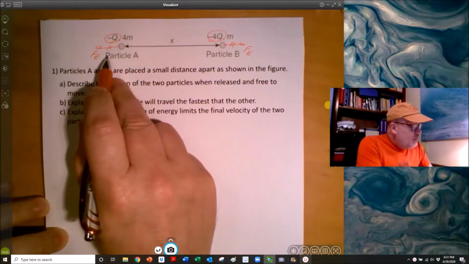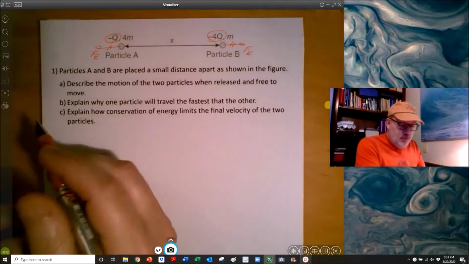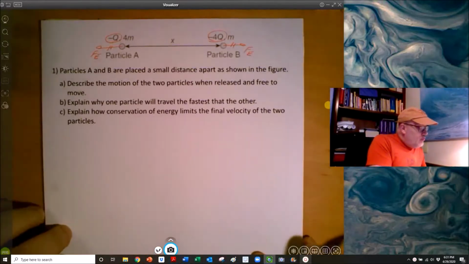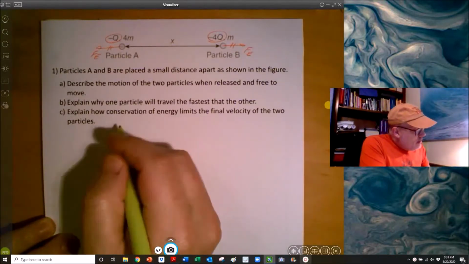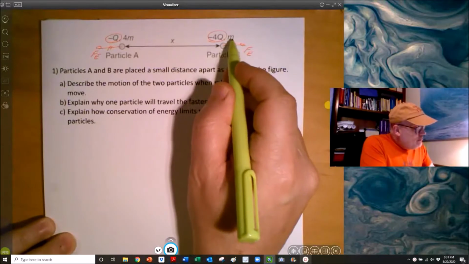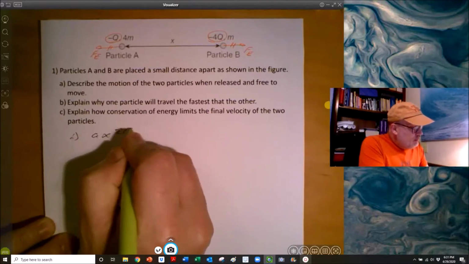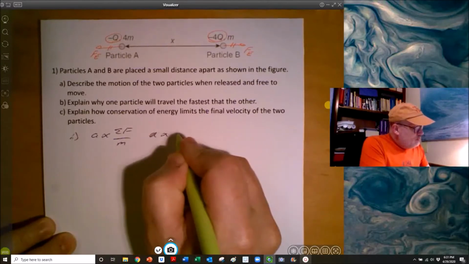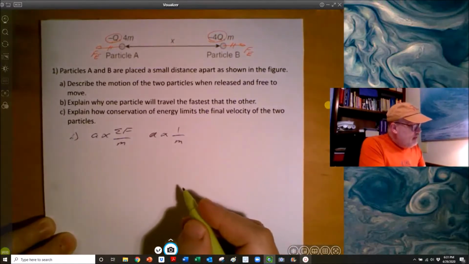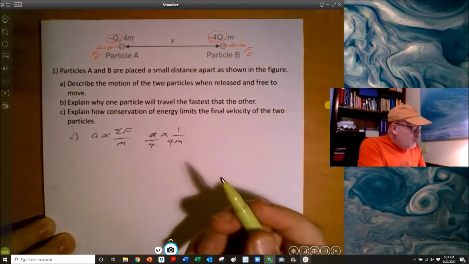By the way, even though they have a different size of charge, they will have the same exact magnitude of force, one to the right, one to the left, as they repel each other. All right, second part says explain why one particle will move faster than the other. Well, they don't have the same mass. Particle A is 4 times the mass of particle B. So we can explain that with acceleration is proportional to the sum of the forces over m, or acceleration is just proportional to 1 over m since the force is the same. One of them is 4 times the mass, so it'll have 1/4 the acceleration of the other. That's one way to think about it.